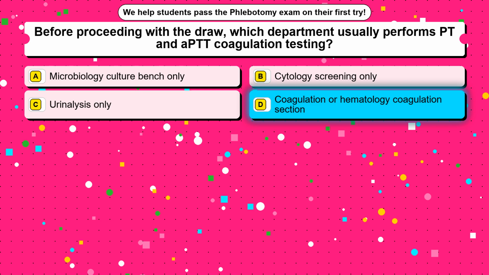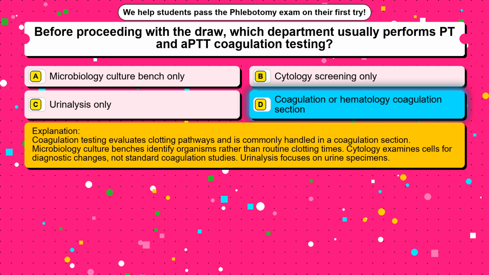Coagulation or hematology coagulation section. Coagulation testing evaluates clotting pathways and is commonly handled in a coagulation section. Microbiology culture benches identify organisms rather than routine clotting times. Cytology examines cells for diagnostic changes, not standard coagulation studies. Urinalysis focuses on urine specimens.